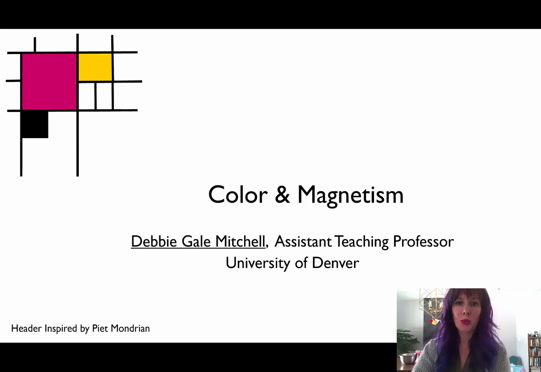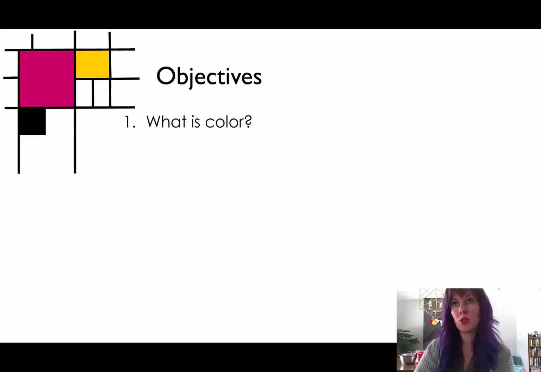In this online lecture, we're going to discuss the color and magnetism for transition metal complexes. First, we need to do a broader overview of color. What is color? And what are the mechanisms of color? How do we see color?